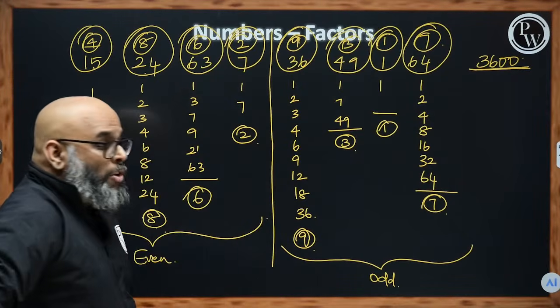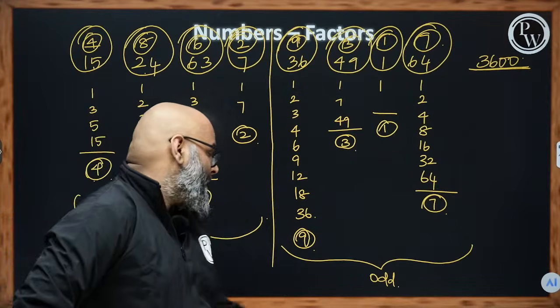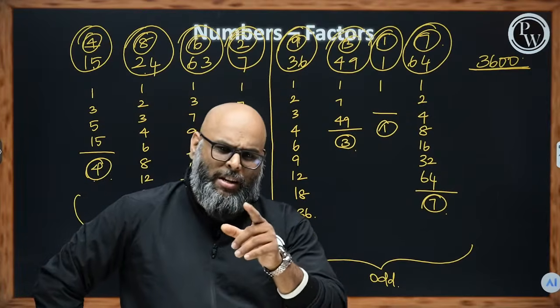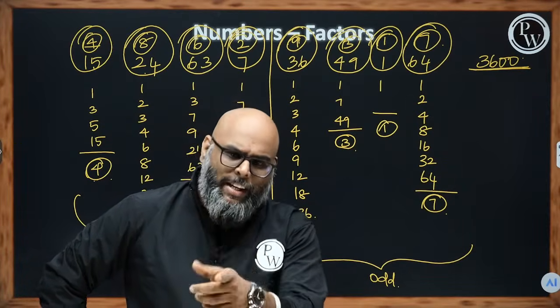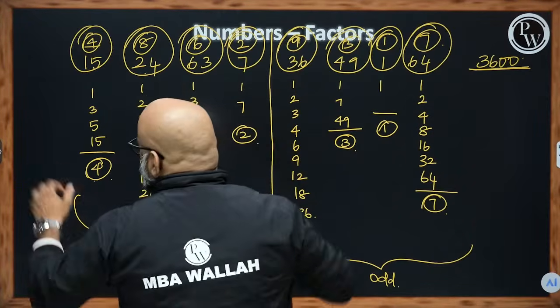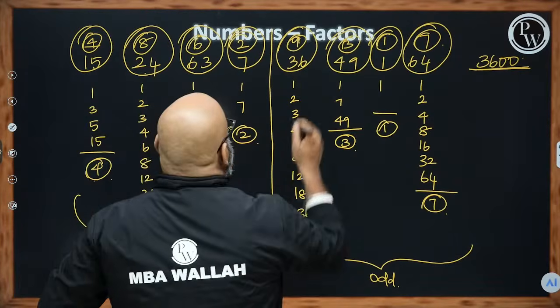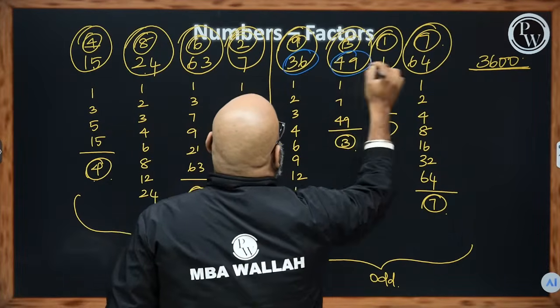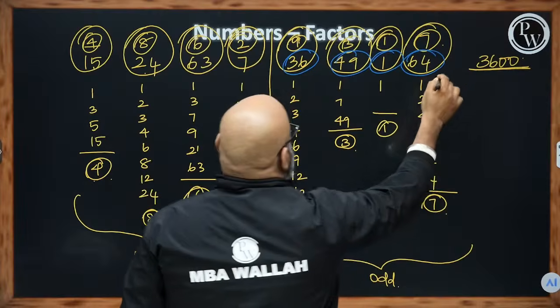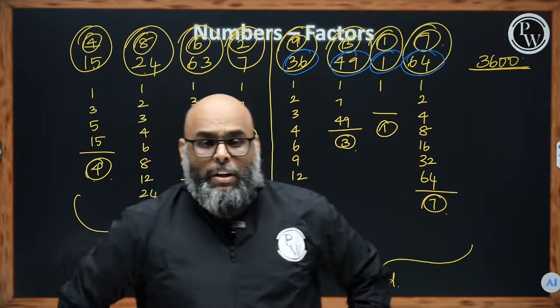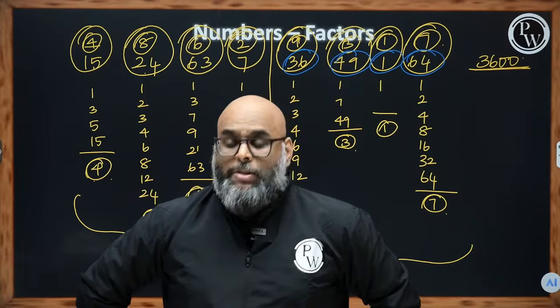The first set of 4 numbers, the number of factors is even. Second set of 4 numbers, the number of factors is odd. Is there a connection to it? Yes. Look at these numbers now. 36, 49, 1, 64. They all happen to be perfect squares.